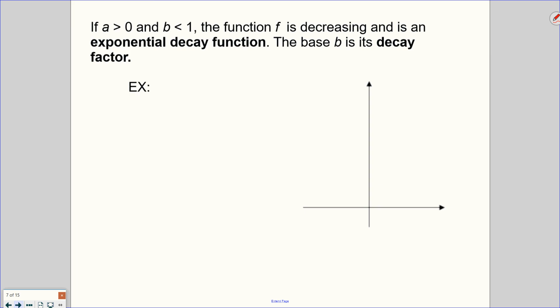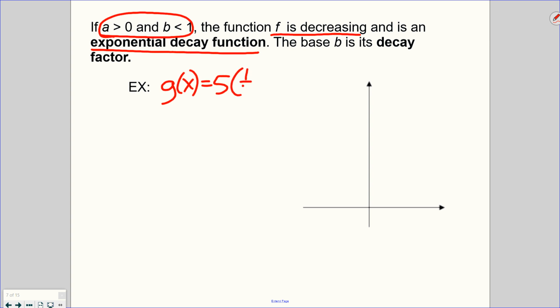So then in contrast to that, we would have a decay function. If we had a positive again and b less than 1, then we're going to get a function that is decreasing, and it's exponential decay. And in that case, then b would be called the decay factor. So let's do this example. We'll do g of x is 5 times 1/2 to the x, which is the other one we made that we had a table for. Well, again, the initial value here was 0.5. So we're going to put a point here at 0.5.